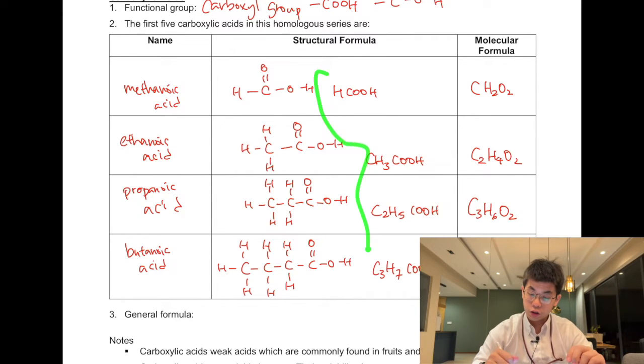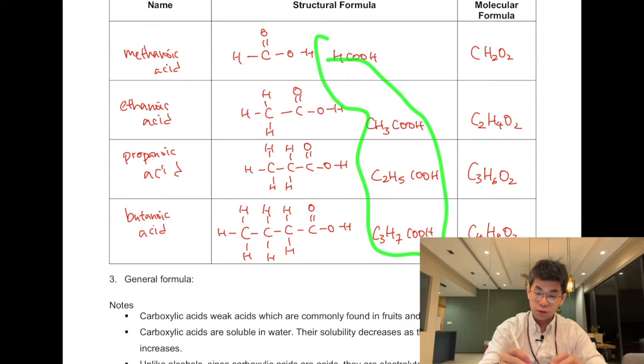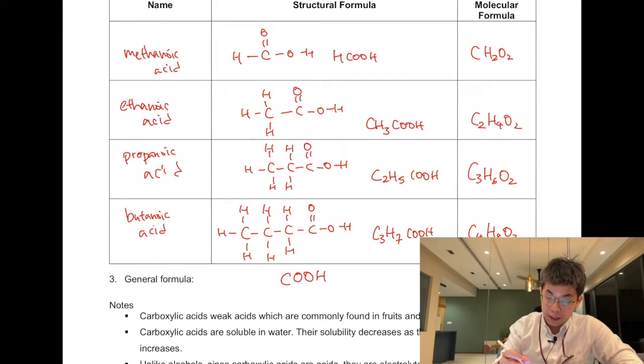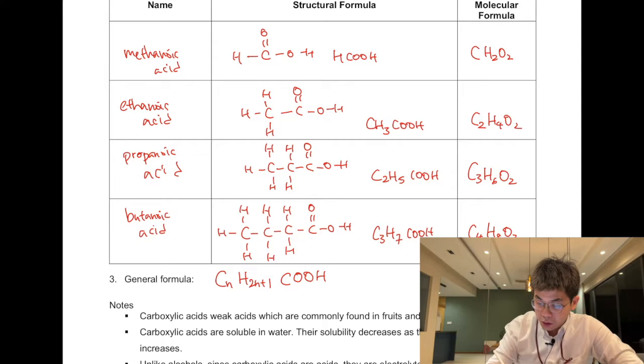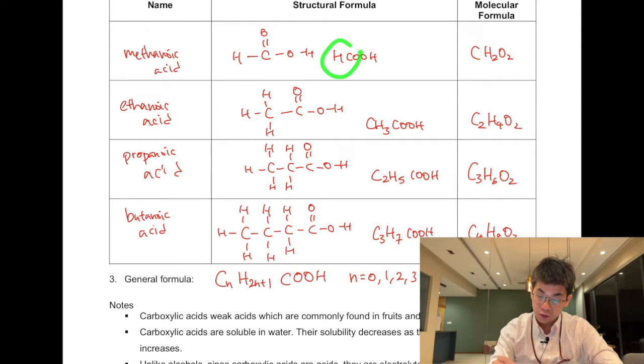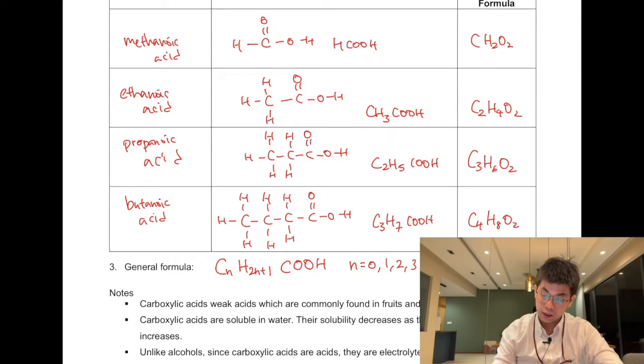Over here, this is the structural formula, and you must have noticed by then that all of them need to have a COOH at the back. Then you see the first one, there's no C, so we have to have CnH2n+1 when n starts from 0, 1, 2, and 3. For the first one, n is 0, so we got H, and for the second one, n is 2. Okay, so let's look at that.